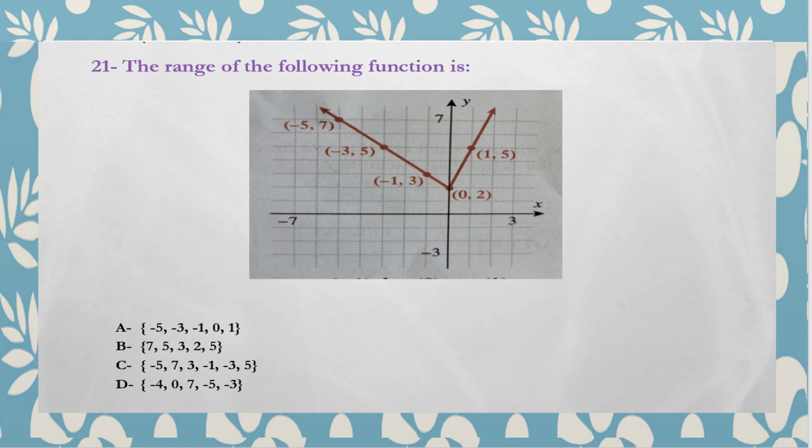Question 22, the range of the following function is. In this question, he needs you to extract the range from this graph. And the range is the second component of the ordered pairs in this graph. By taking the points on the graph, the second component would be the range of this function. So the range equals 7, 5, 3, 2, and 5. And the correct answer would be B.